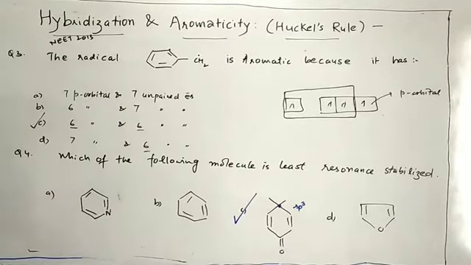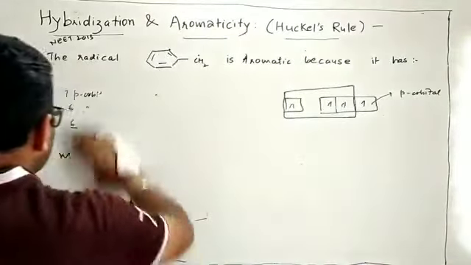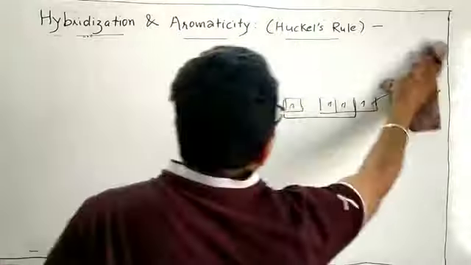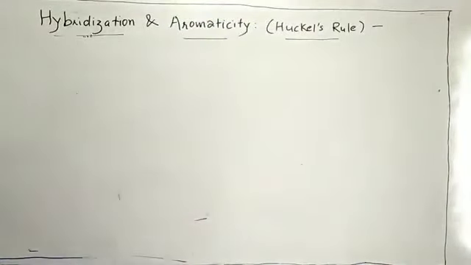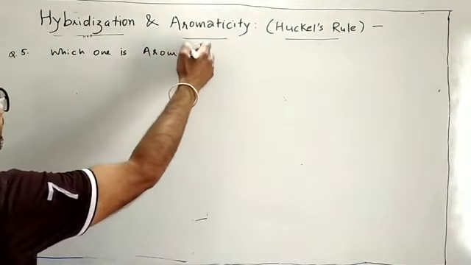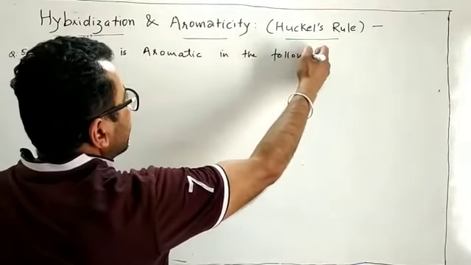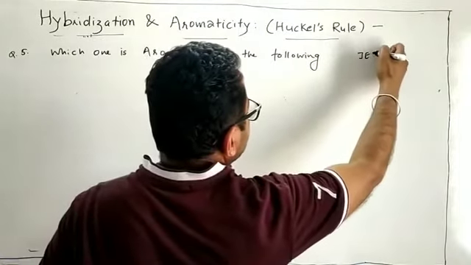So these were some JEE and NEET questions. Next, there is one more JEE question. We will move to the next compound. Question number, what was it, 4, 5, say 5. 1 2 3 4 5, okay. Which one is aromatic in the following? This is a JEE Main question.